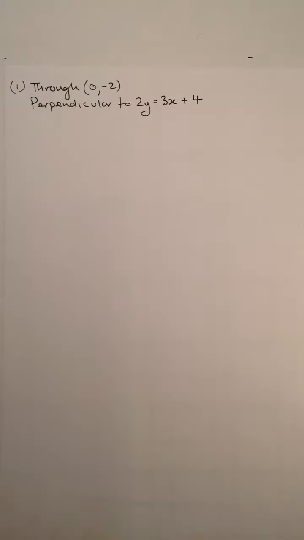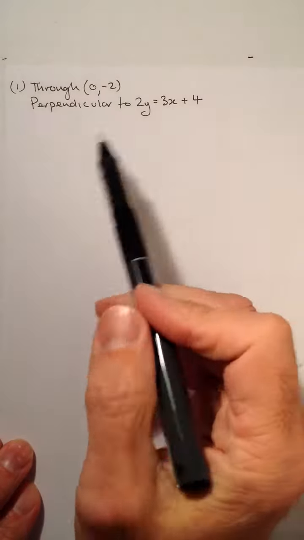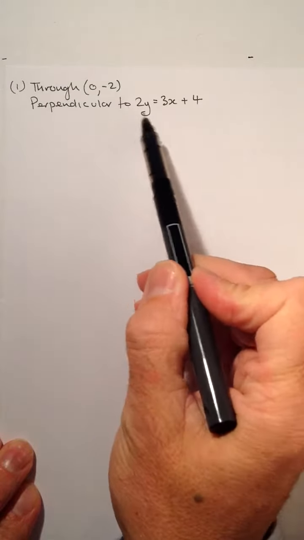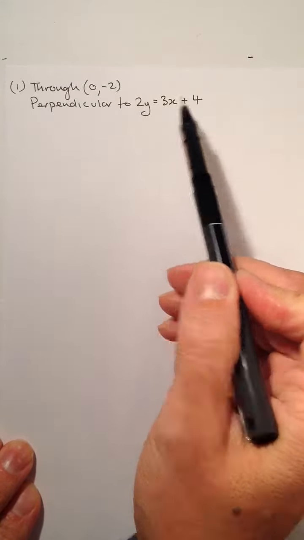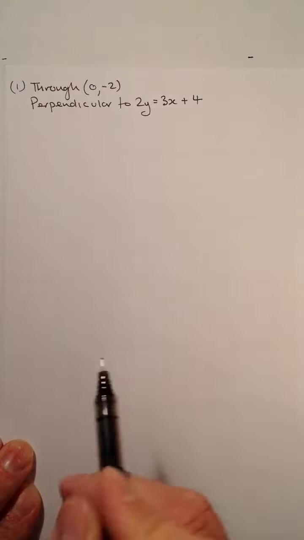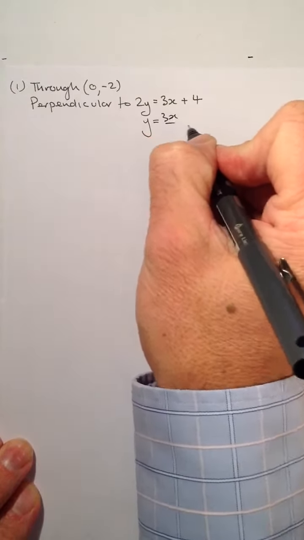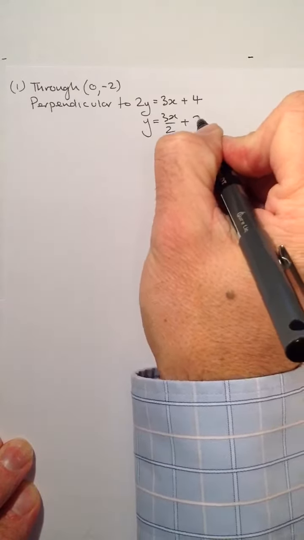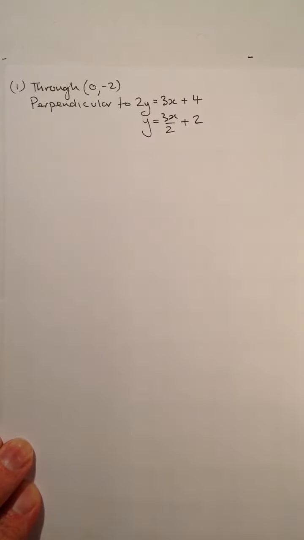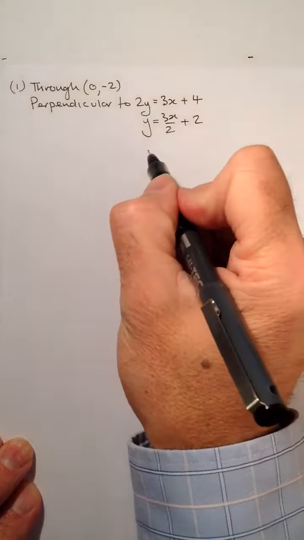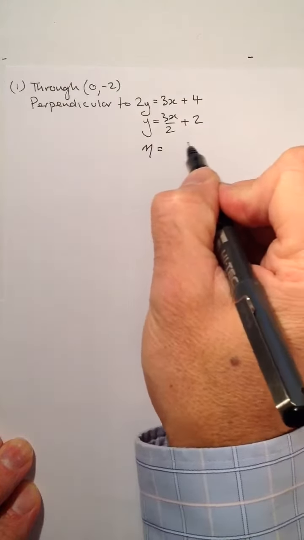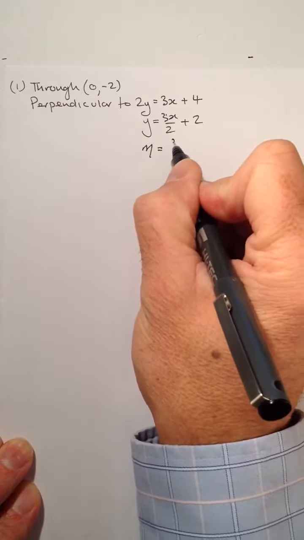So it's going through the point (0, -2), perpendicular to 2y = 3x + 4. So what I'm going to do is find the gradient of this line first and then find the perpendicular gradient to that. First of all, I'll divide by 2, and that gives me the equation of the line in a different form. From here I can see that the gradient of this line is going to be equal to 3 over 2.